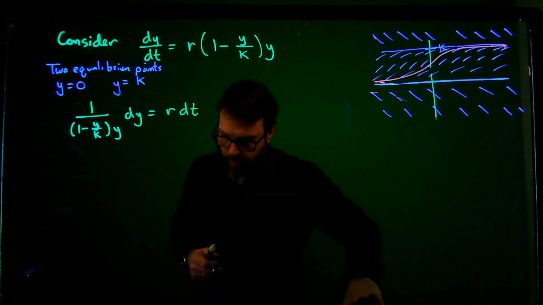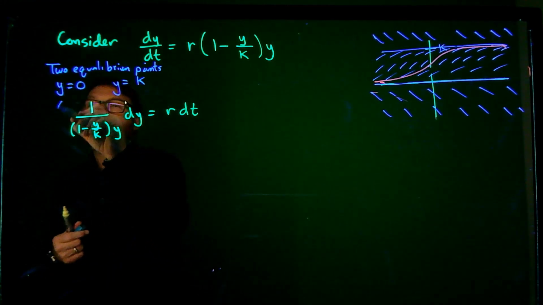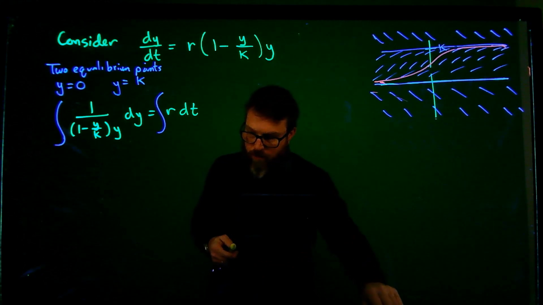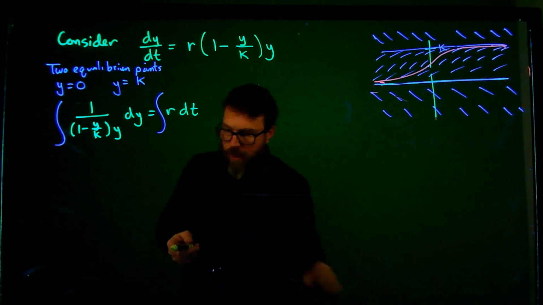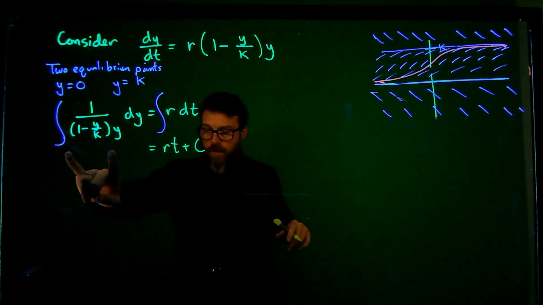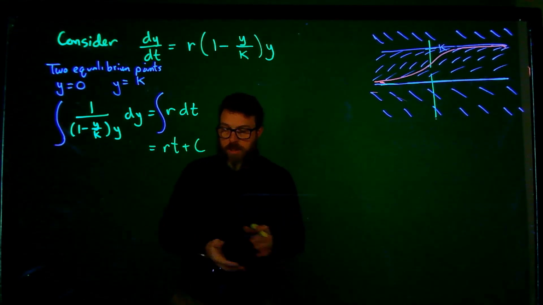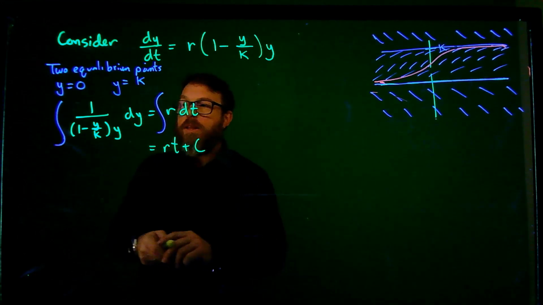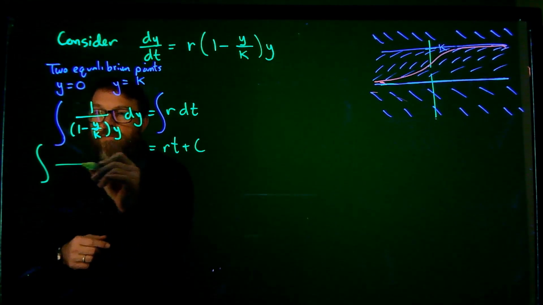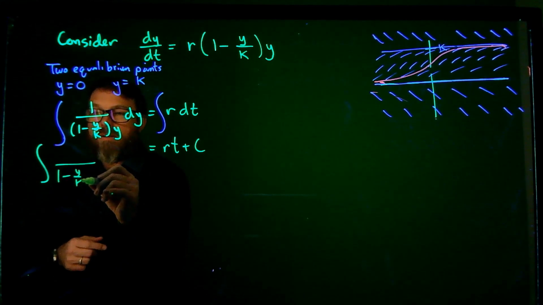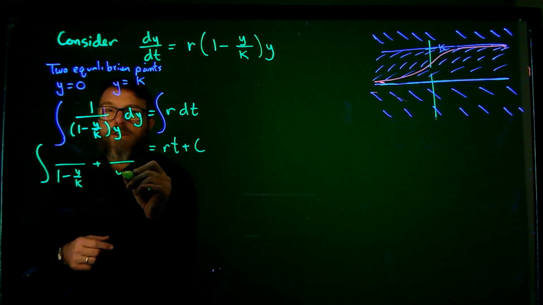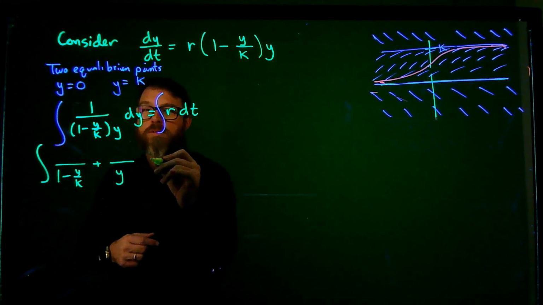So again, integrating both sides. Now integrating this side is the easy part. This is going to be rt plus c, so that one is the gimme. But over here, if I'm going to integrate this, I'm going to have to break this into partial fractions. So this is going to be equal to the integral of something over this denominator plus something over this denominator. Let me slide this over, I need some more room.